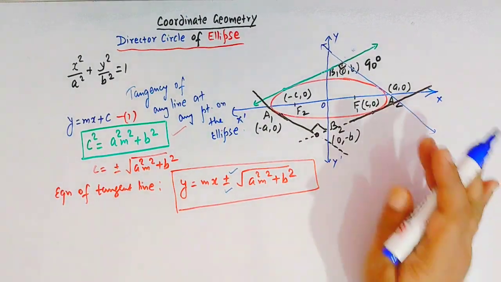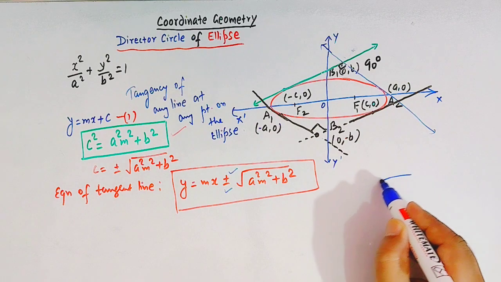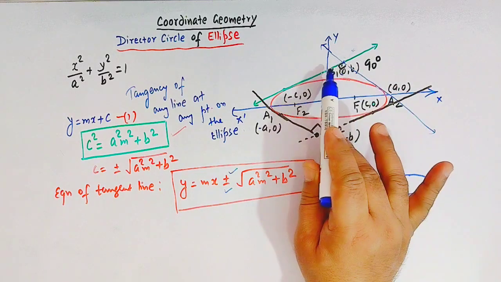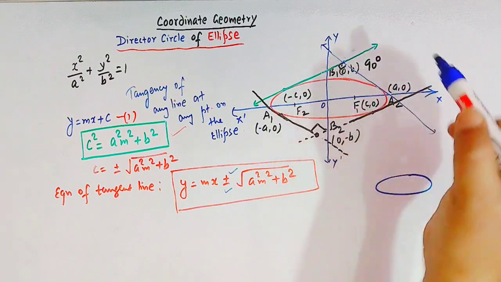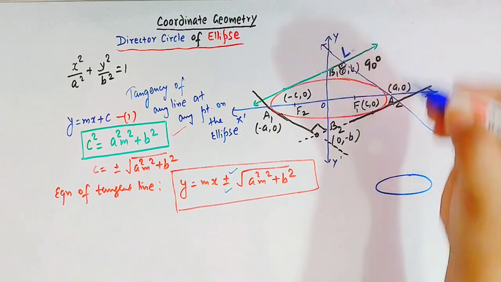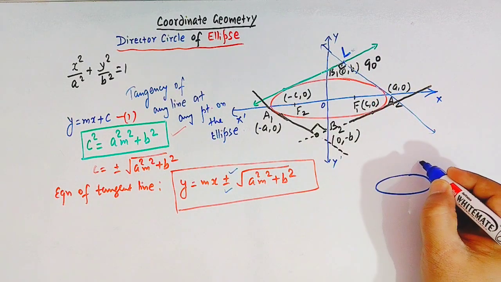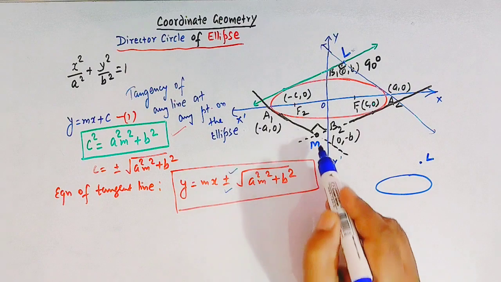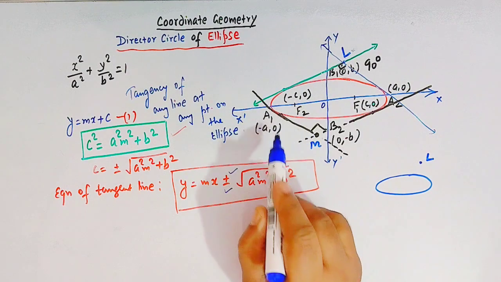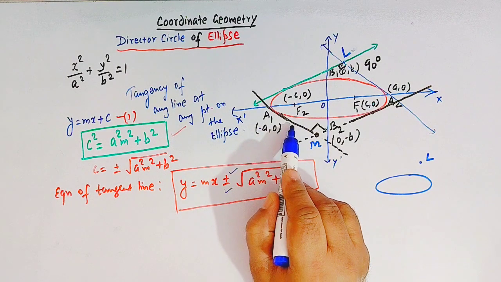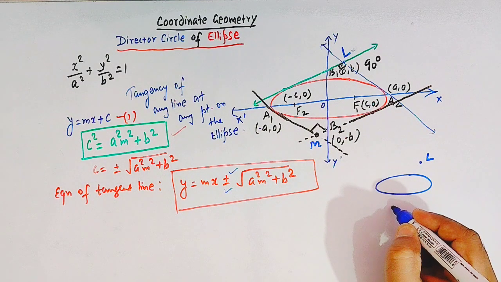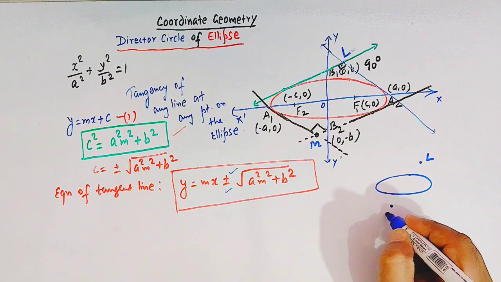Now let us redraw this diagram. So here we have the ellipse and here we have this point of intersection of these two tangents which are at 90 degrees. So here we can take this point as L, right? So let us locate the point L here, and here we have another point. Say we can write this point as M, and this point M is the intersection of these two tangents at 90 degrees. So here we can locate the point M, right?